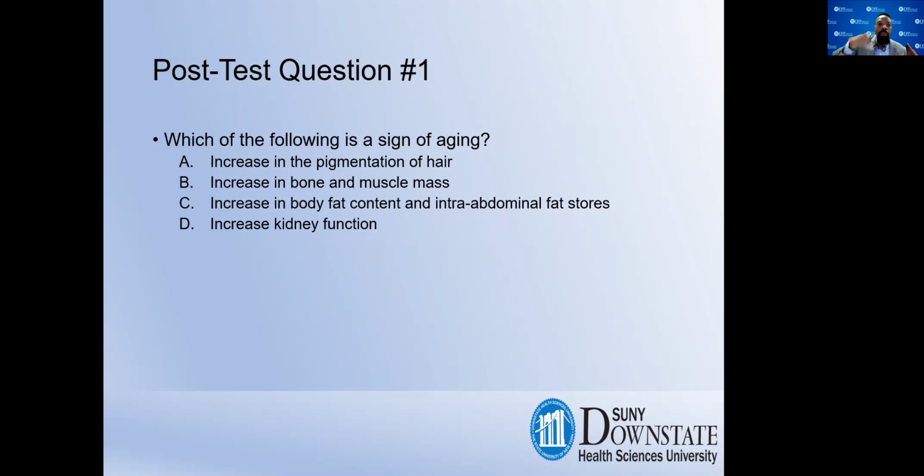The normal quote unquote peristalsis is slowed, okay, as we age. There's a decrease in hair pigmentation, there's a decrease in bone and muscle mass, okay, sarcopenia is the term, so skeletal muscle mass decline, and there's a decrease in kidney function and creatinine clearance.